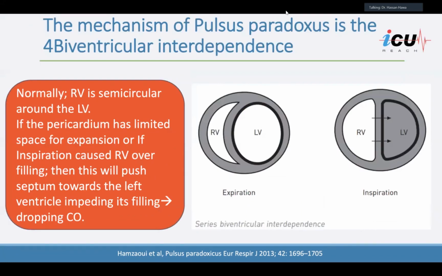Status asthmaticus also gives insight into biventricular interdependence. In normal circumstances, the RV is semilunar, more of a semicircular shape. However, if there's a situation where there's large venous return to the heart, or there's no space for the RV to expand, then this will push the septum leftward, and that will impede the filling of the left ventricle, leading to a drop in the cardiac output and hence the blood pressure.